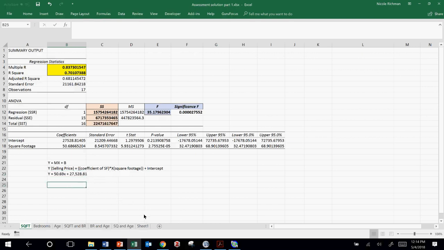So then if, for example, I think one of the questions asks, solve for a 2,000 square foot home, we would use Y equals, and again, these numbers are going to be slightly different than the ones that you have. This is an example of where to find the data. 5.69 times 2,000 square feet plus 27,528.81. So then you could solve this equation for the selling price or Y, and estimate what our selling price would be.